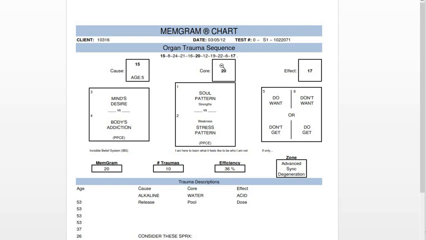So each of these 3 key positions represents a dichotomy. You have the core dichotomy, the cause dichotomy, and the effect dichotomy. Now, what's a dichotomy? Well, the physical dimension in which we live is made up of a series of dichotomies without which the physical dimension wouldn't exist.